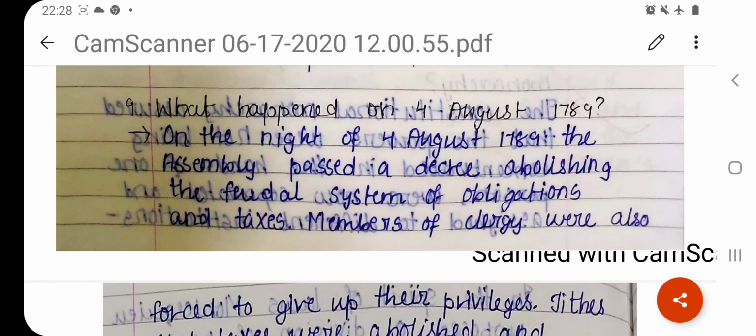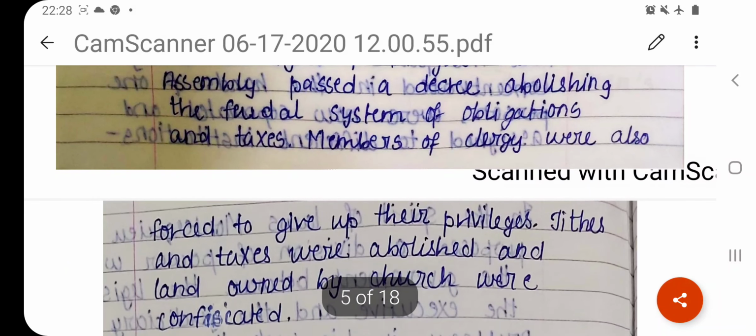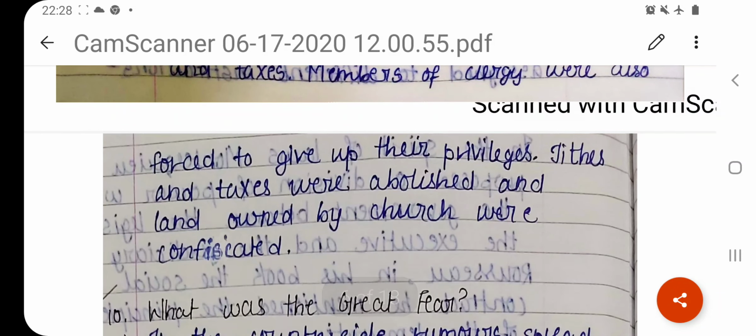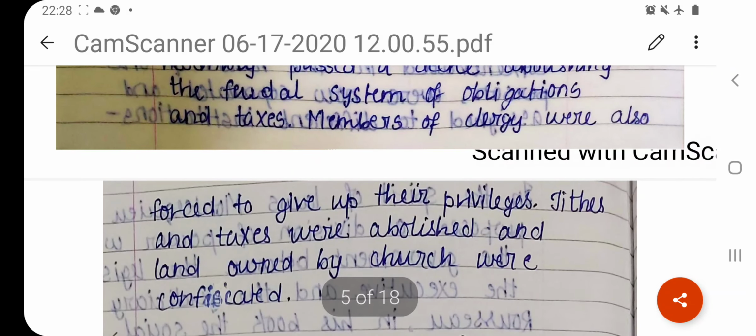What happened on 4th August 1789? On the night of 4th August 1789, the National Assembly passed a decree. A decree would be an order, abolishing the feudal system of obligations and taxes, which means they say we are not obliged anymore to pay taxes to the rich people, to the nobles and to the church. Members of the clergy were also forced to give up their privileges. Tithes and taxes were abolished and land owned by the church was confiscated. So they take away all the land of the church. They say, no, you are very exploitative. You can't be taking taxes from us and have all the lands to yourselves. This is not fair.